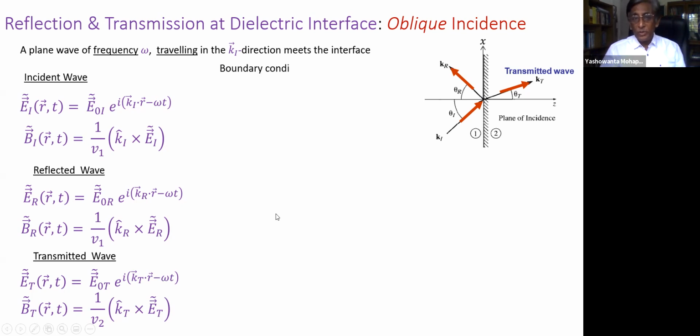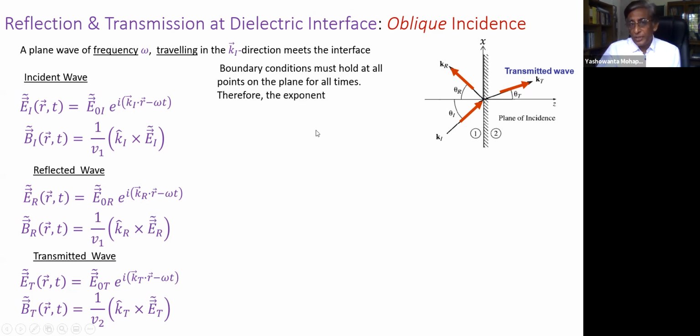Now it is important to understand that boundary conditions must hold at all points on the plane for all times. Hence the exponentials at the boundary must all be the same, so we only have to worry about the amplitudes. Therefore, the exponential factors must be equal at the z equals 0 plane. So we have taken care of that.